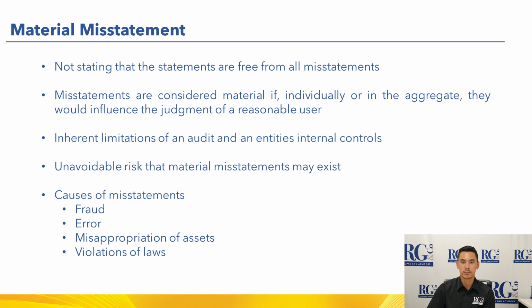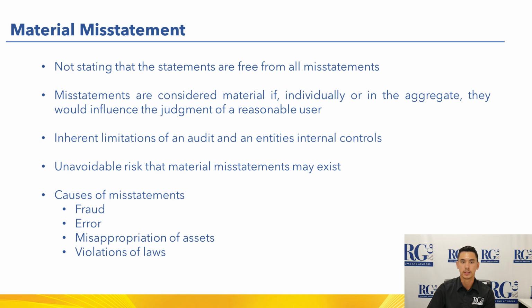And why can't we detect every misstatement? We can't detect every misstatement because there are inherent limitations of an audit, as well as inherent limitations on an entity's internal controls. Because of this, there's an unavoidable risk that some material misstatements may not be detected by us, even though the audit is properly planned and performed in accordance with generally accepted auditing standards. Additionally, an audit isn't designed to detect immaterial misstatements, meaning that there could be small misstatements included in the financial statements, but those misstatements aren't large enough to influence the judgment of a user of the statements.